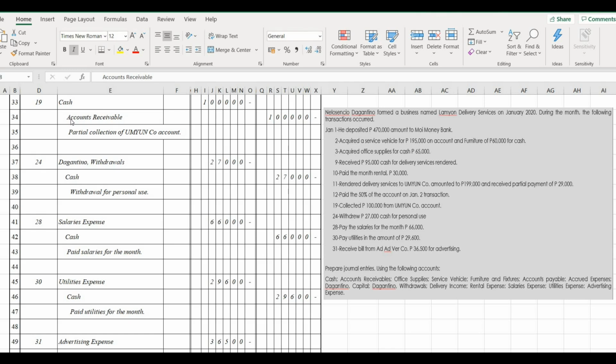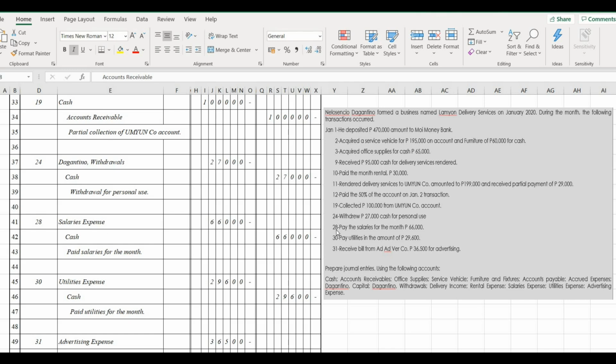So for the transaction on January 19, we have here collected 100,000 from Immune Company account. So with that, you received cash of 100,000 and then you credit accounts receivable because this is a collection of an account. So this is your explanation. Then transaction 24, there is a withdrawal of cash na amounting to 27,000 for personal use. So you debit Agantino withdrawals and credit cash for 27,000.